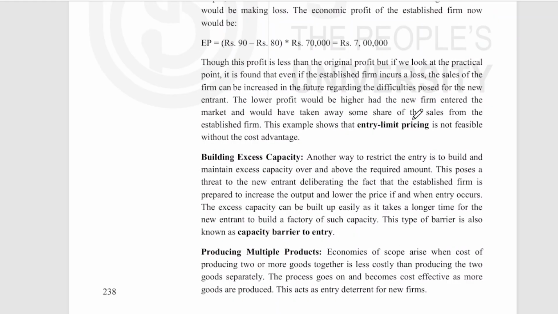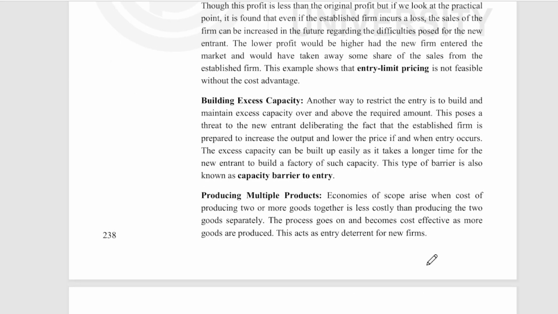Building excess capacity. What is building excess capacity? Another way to restrict entry is to build and maintain excess capacity over and above the required amount. This poses a threat to the new entrant, demonstrating that the established firm is prepared to increase output and lower the price if and when entry occurs. The excess capacity can be built up easily, as it takes a longer time for the new entrant to build a factory of such capacity. This type of barrier is also known as a capacity barrier to entry.